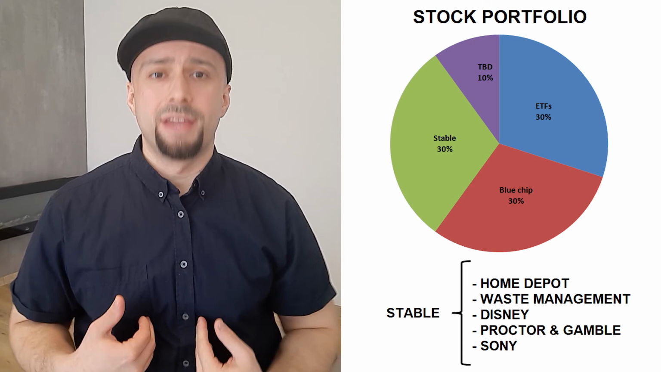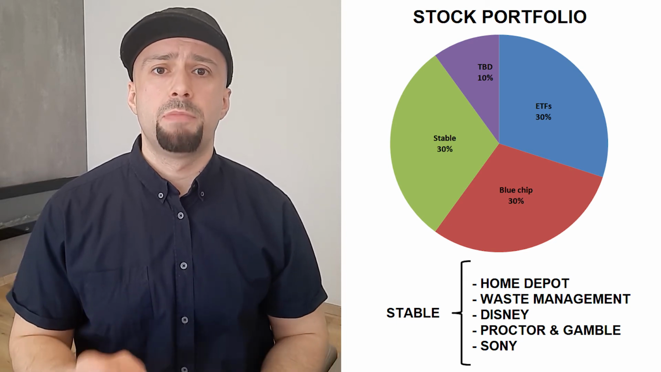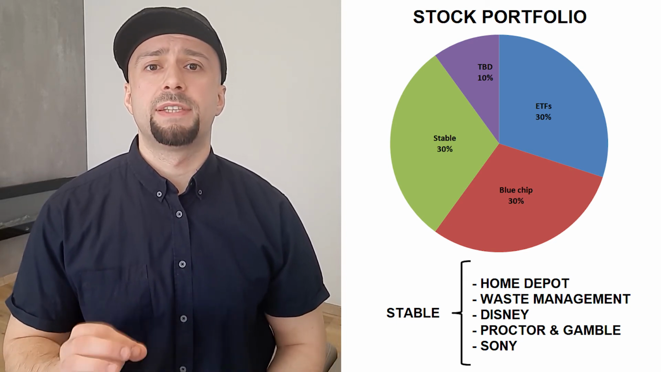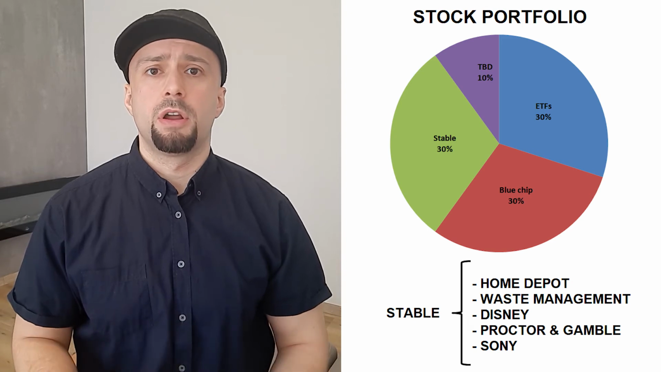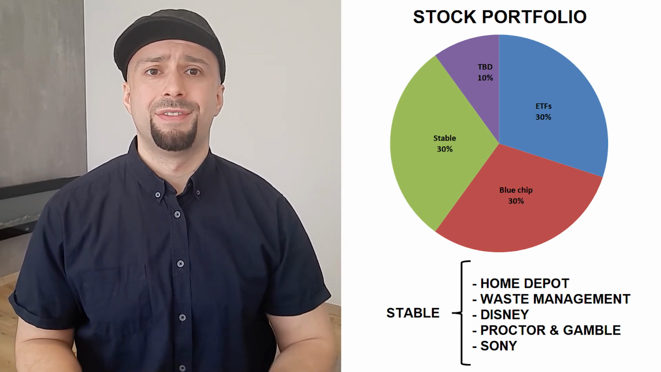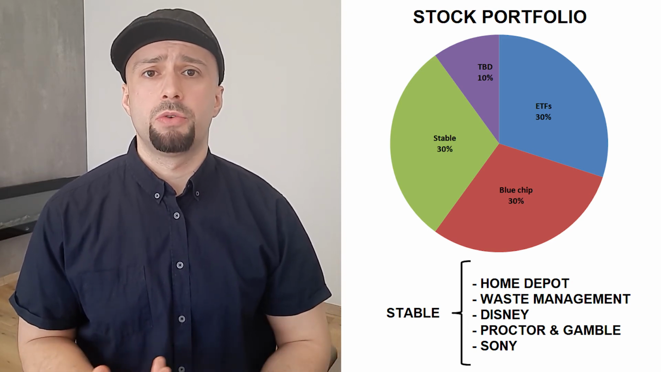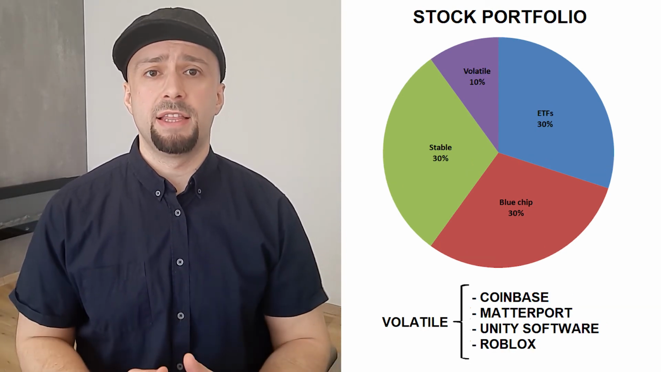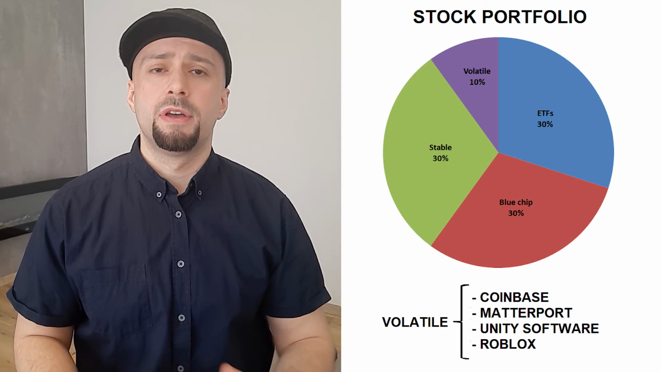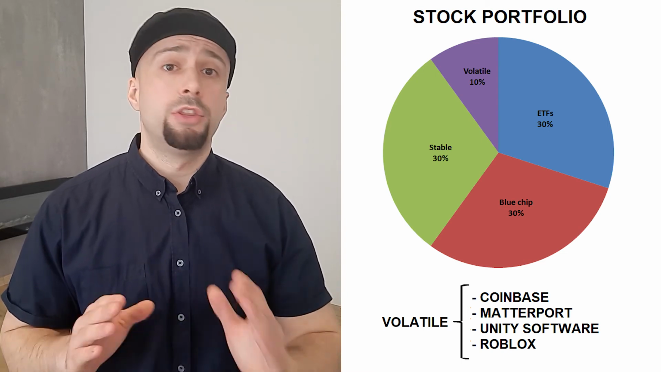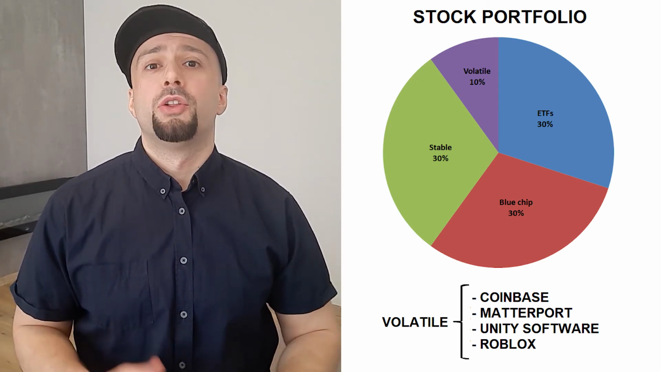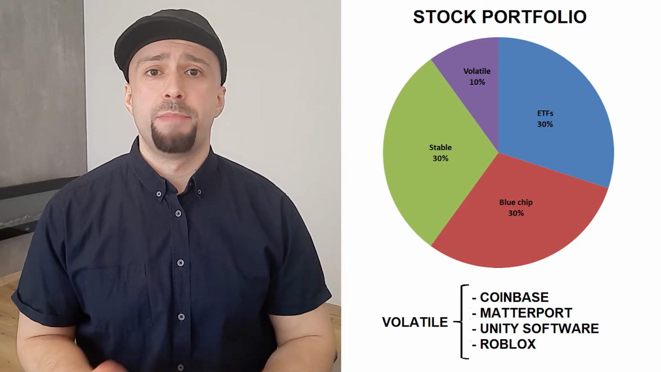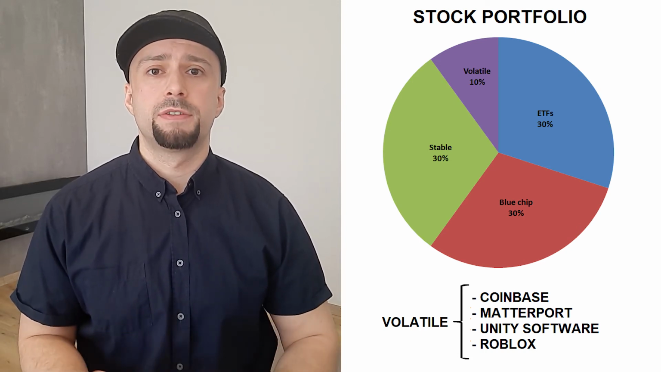30% is in what I identify as stable, mid-market cap stocks that also pay some dividends. Such companies are Home Depot, Waste Management, Disney, Procter & Gamble, Sony, etc. The remaining 10% is in what I identify as volatile, growth, small market cap stocks that usually just give me a headache. Those are companies like Coinbase, Matterport, Unity Software, Roblox, etc.